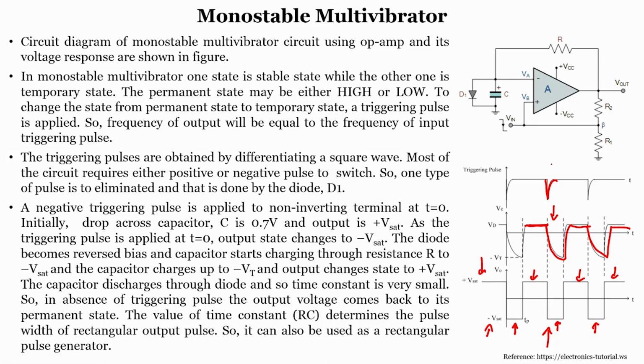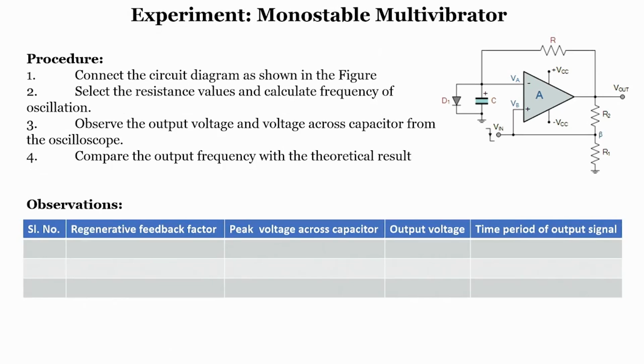This square wave depends on whenever you apply a triggering pulse. The stable state is Vd, and when you apply a pulse it goes to minus Vt. Since it is a quasi-stable state, it will not remain for a long time; it will come back to its stable state. So, in the absence of a triggering pulse, the output voltage remains in its permanent state. The value of the time constant RC determines the pulse width of the rectangular output. So, it can also be used as a rectangular pulse wave generator. That is another application of the monostable multivibrator.